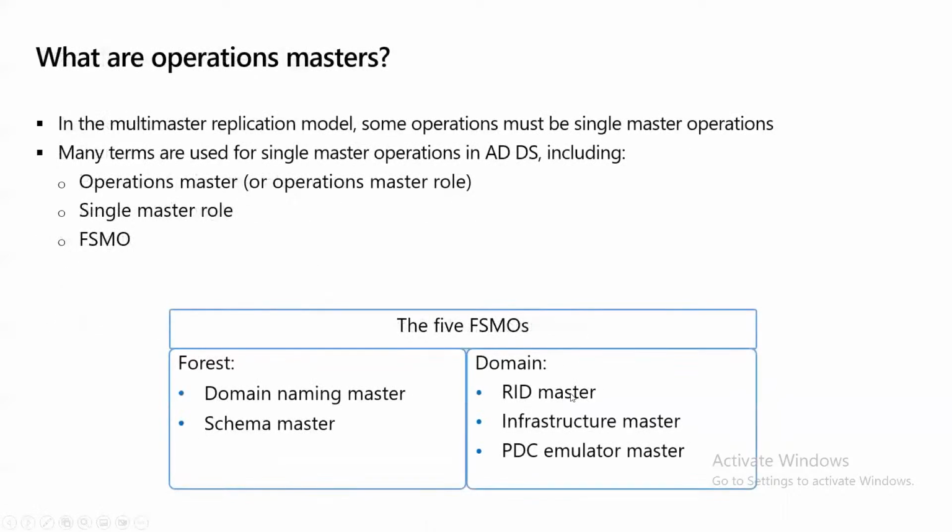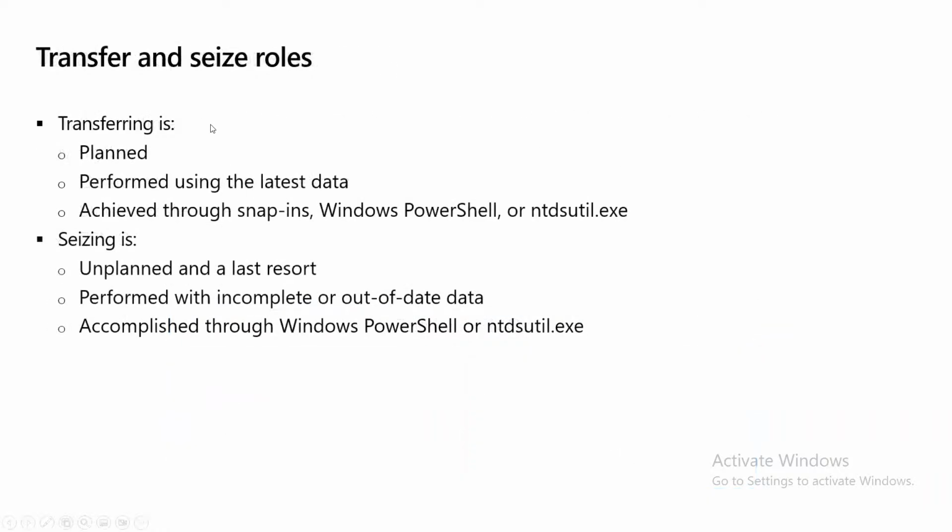RID master is the one responsible for creating the security ID, replication of groups, and so many more. Atomic time replication. So how do you transfer the role? Let's say one role is exhausted. You can transfer the role. It's very easy.